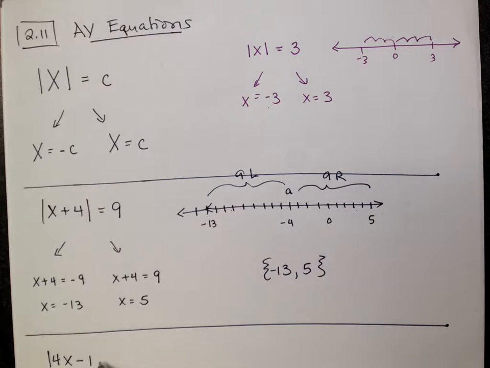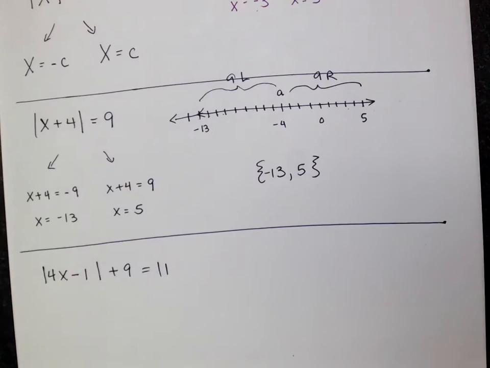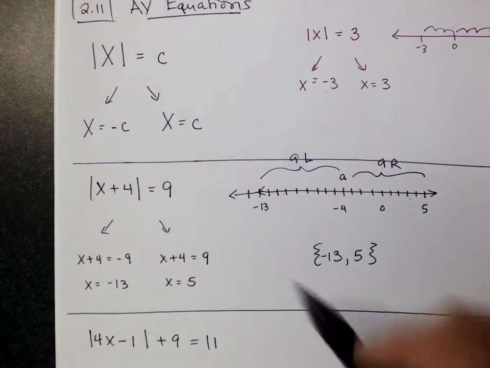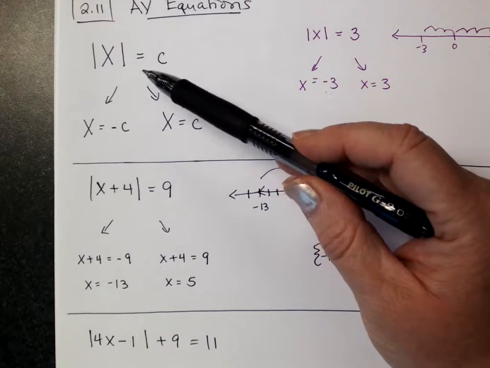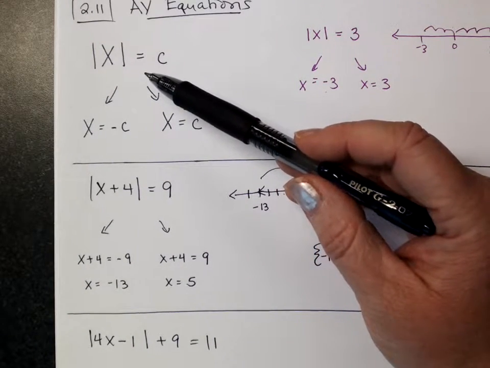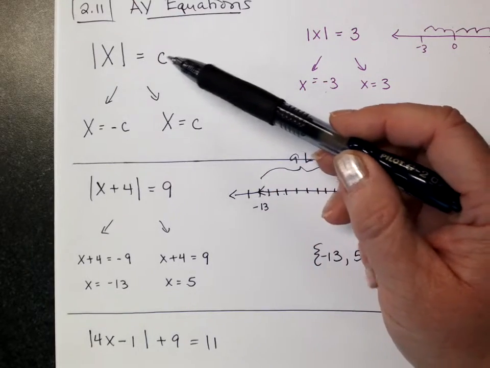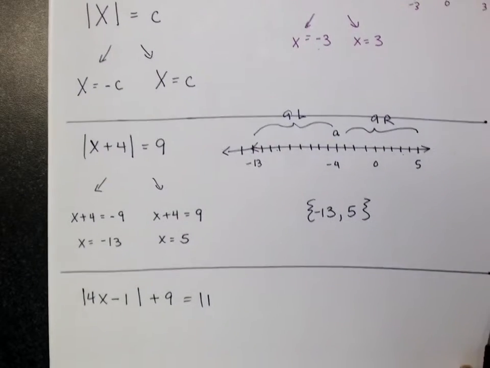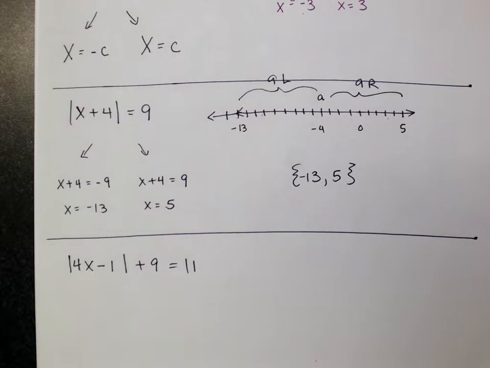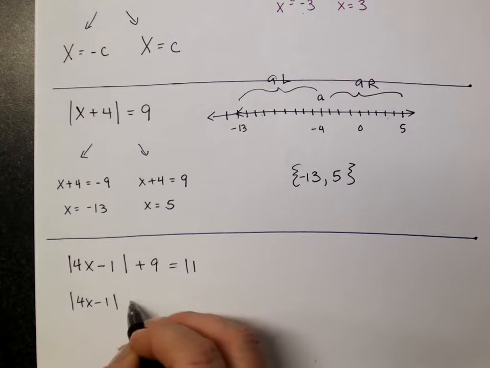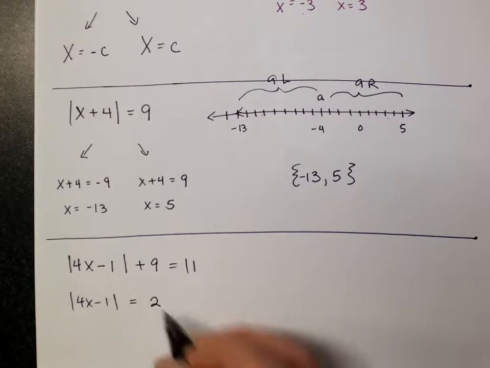Absolute value of 4x minus 1, plus 9 equals 11. Make sure you're in the proper setup, or it will be wrong. If you don't start off with the proper setup, it's wrong after that. So make sure you have absolute value only equal to a number. Do not drop the bars until you have that set up.